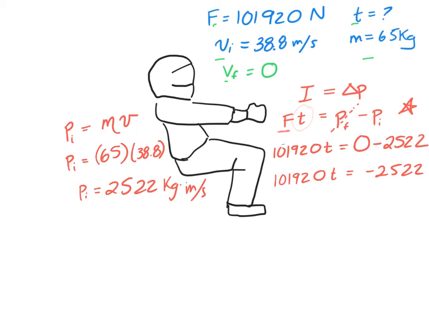One thing I should have realized is that the force acting on the guy is actually going to be negative, because it's going to slow him down. If you forgot that on the test, you would still get the same answer for time. It would be negative time, and you'd be like, oh, I forgot it. So time is going to be equal to 2522 divided by 101,920.